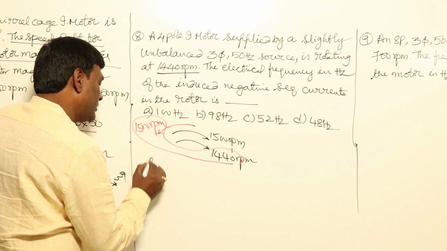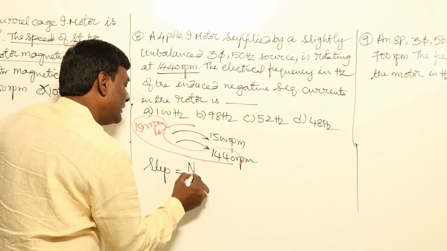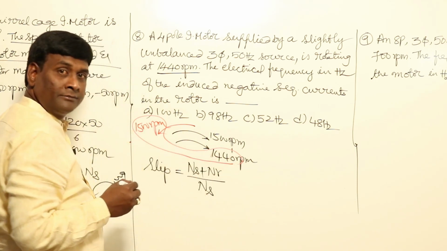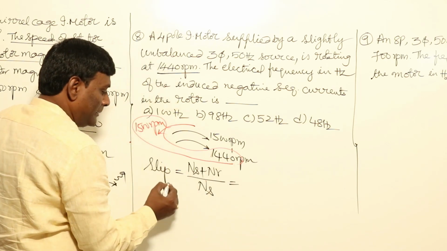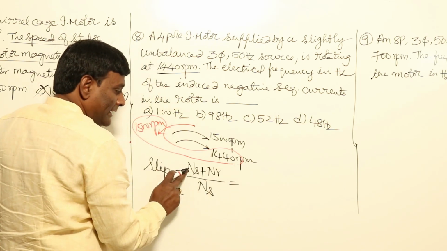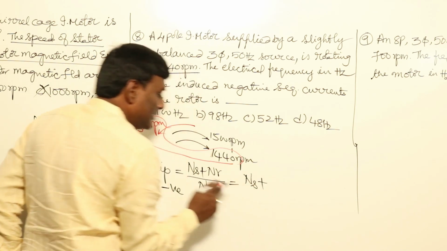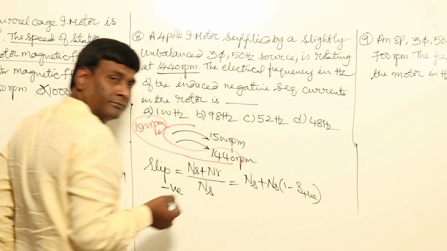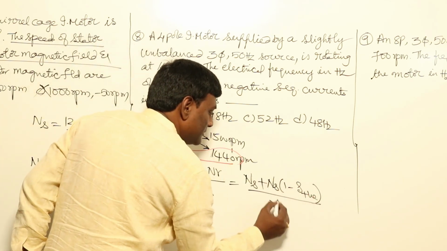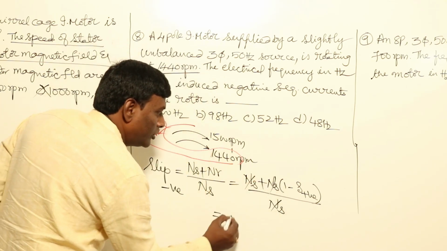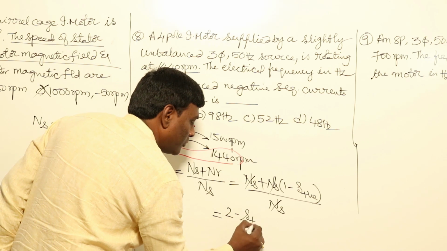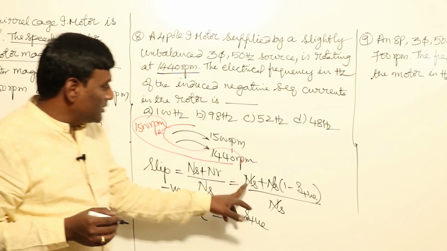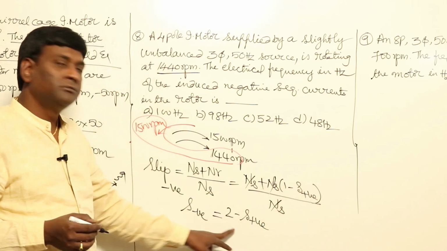So what is slip actually? Slip is (Ns minus Nr) by Ns. For the negative sequence it is (Ns plus Nr) by Ns. What is Nr? Nr is Ns into (1 minus S of positive), divided by Ns. So this is going to be 2 minus S of positive, which is the slip of the negative sequence, because 1 plus (1 minus S) gives 2 minus S.